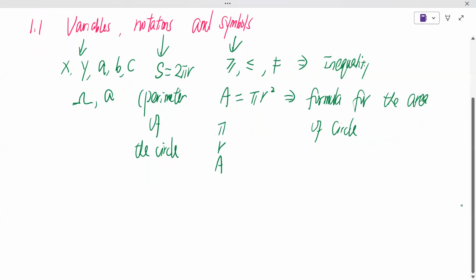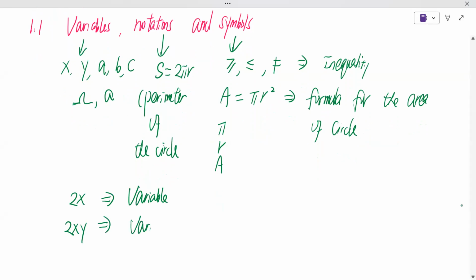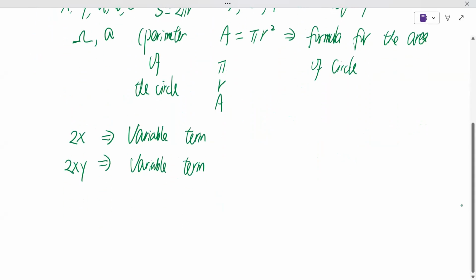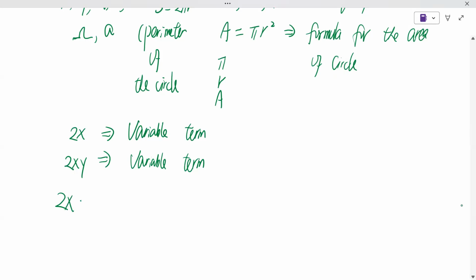Let's say 2x is a variable. It's a typical variable term. And then 2xy is also a variable term. Now we may have 2x plus 3xy. That's still a variable term.